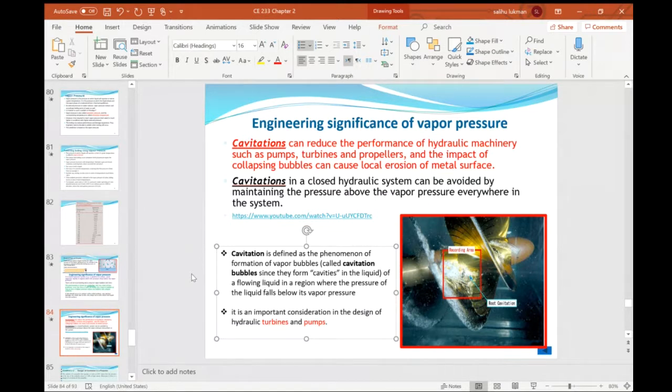So cavitation, from cavity. It's called cavitation because they form cavities in the liquid. Cavities mean holes. They form cavities in the liquid in which they flow, where the pressure falls below the vapor pressure. It's an important consideration in the design of hydraulic turbines and pumps, very important.